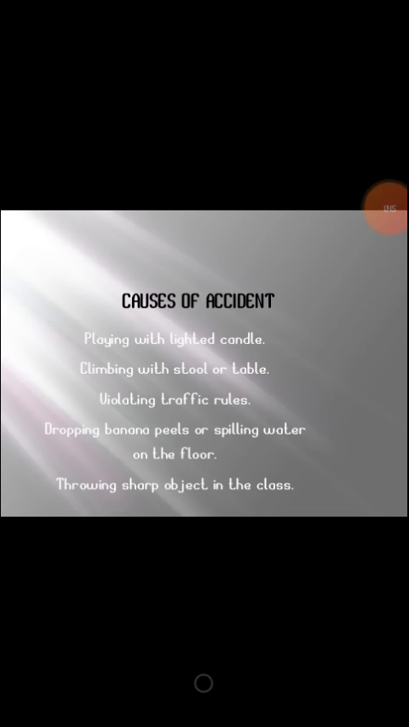Throwing sharp objects in the class or at home. You are not expected to play with sharp objects. When you throw sharp objects at each other, it can lead to accidents. So whenever we find ourselves, we should not play with objects or things that can cause accidents.